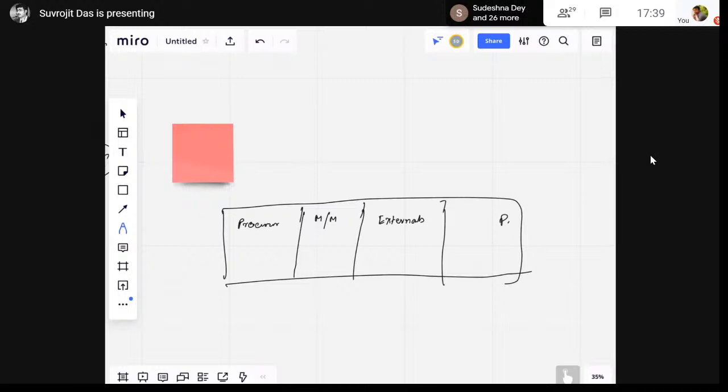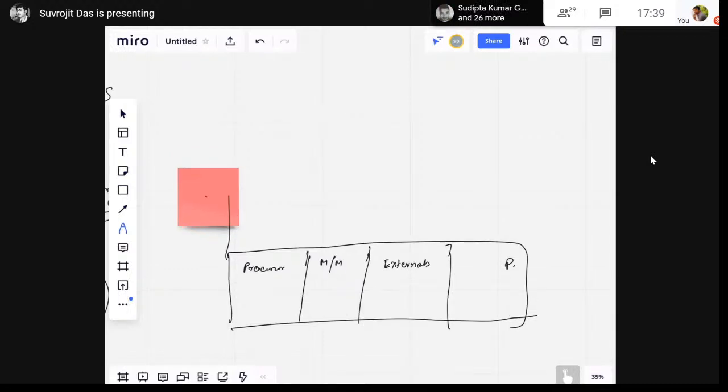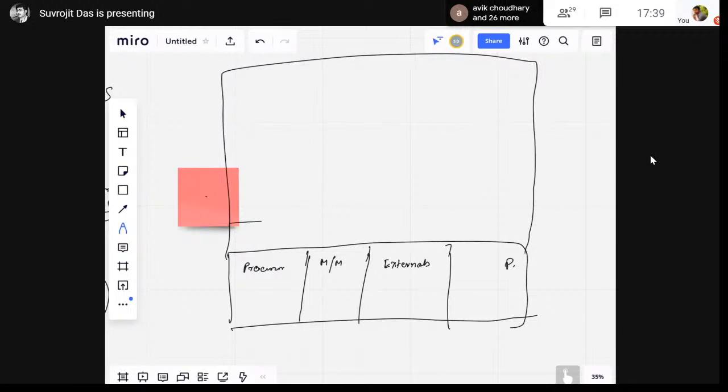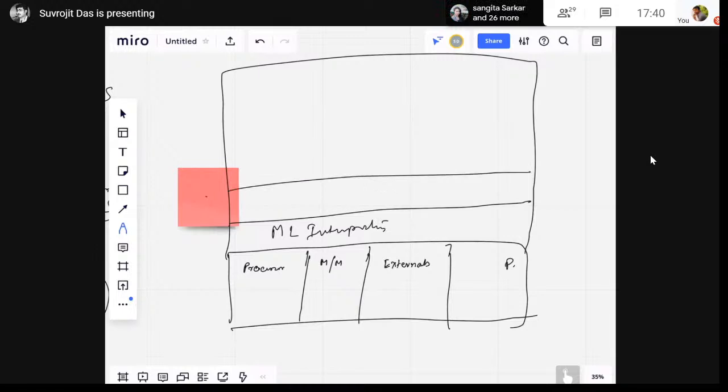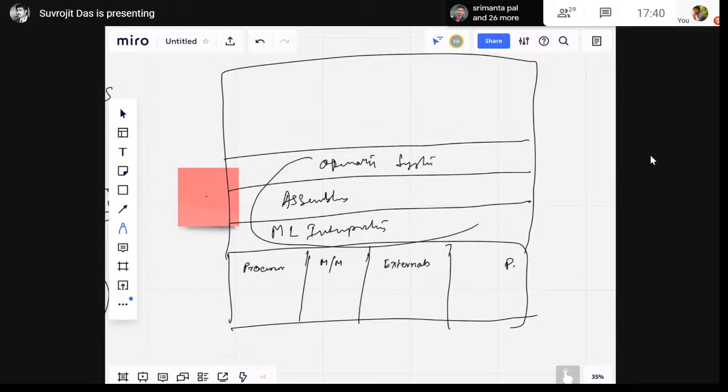And now, above this physical layer, you have distinct layers. First of all, you have machine language interpreters. Then you have assemblers. I'm giving a very, very rough schematic. And then you have the operating system. Now keep in mind, modern operating systems are an ensemble of all these three layers.